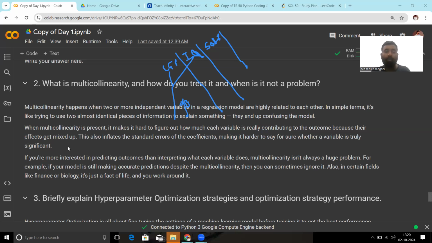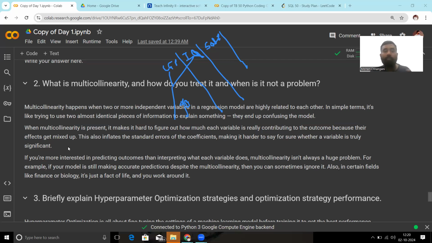It also inflates the standard error of the coefficients, making it hard to say whether a variable is truly significant. It is hard to say who is the most skilled and who effectively worked on the project, because both skills are correlated to each other.